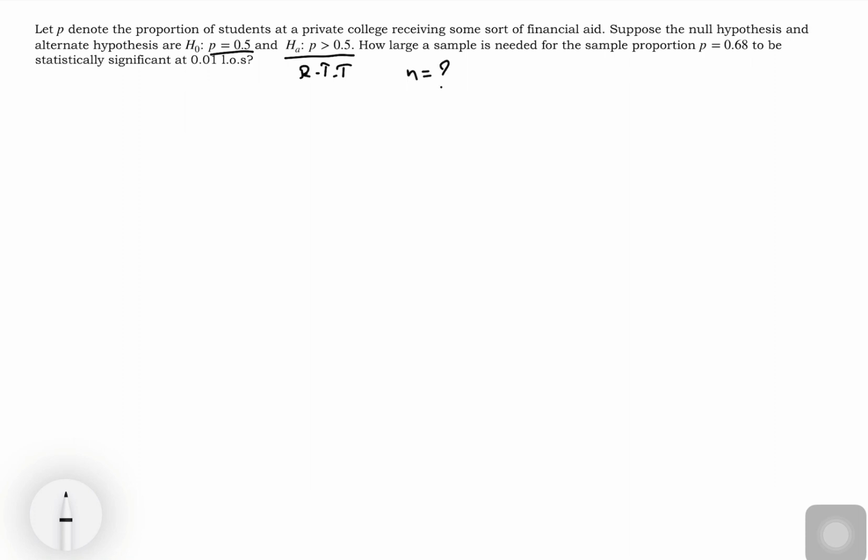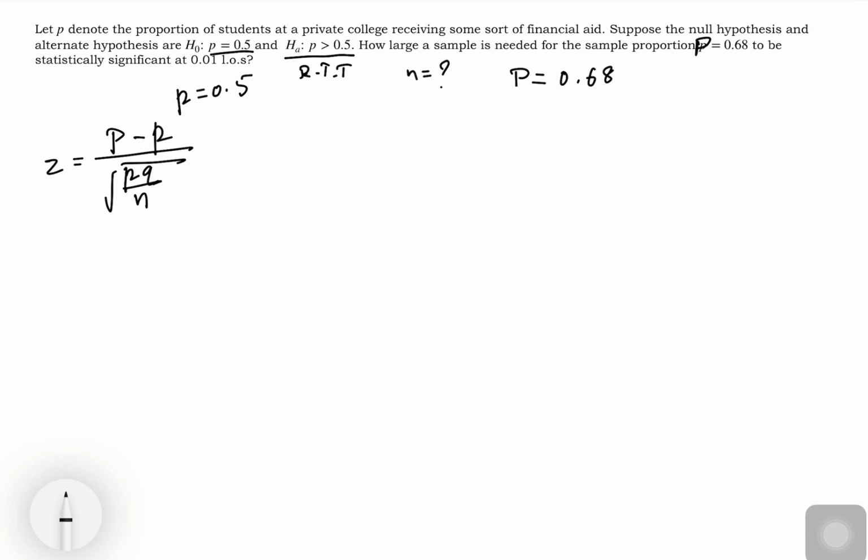For the sample proportion, capital P equals 0.68 to be statistically significant. Capital P is given as 0.68, small p is 0.5. So we need to find what is the N, how large the sample size must be. Okay, so Z is equal to capital P minus p over square root of pq over N. So we need to find the N.